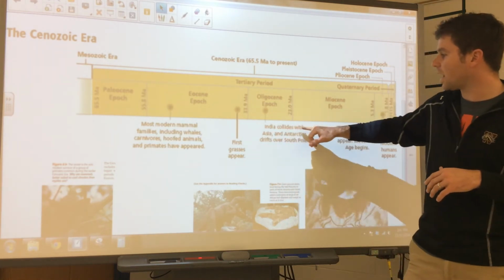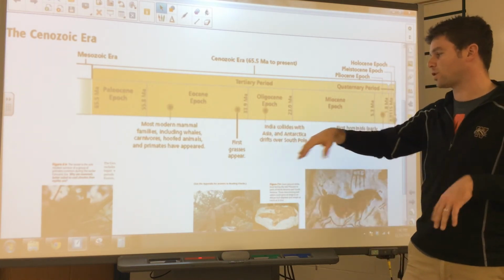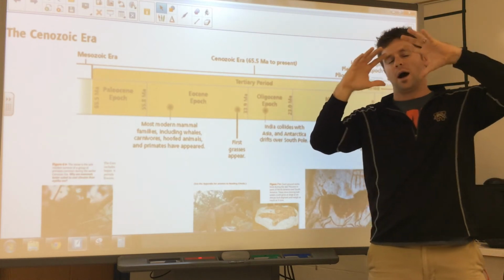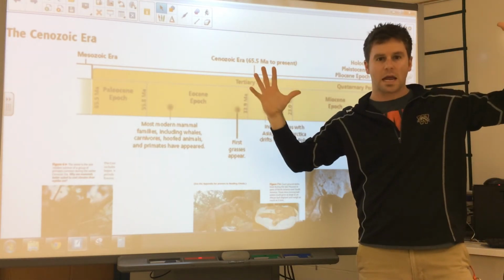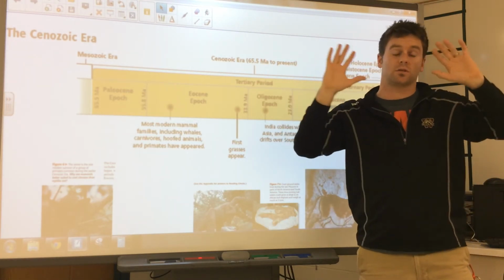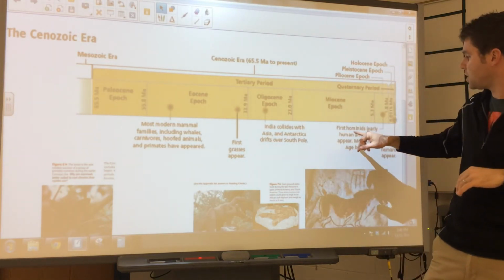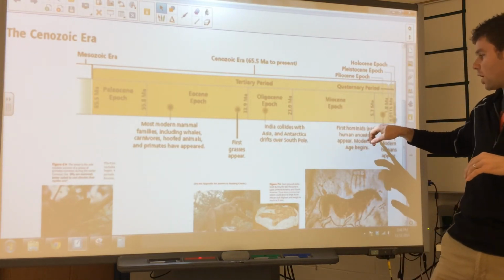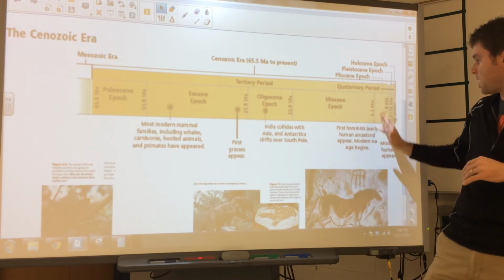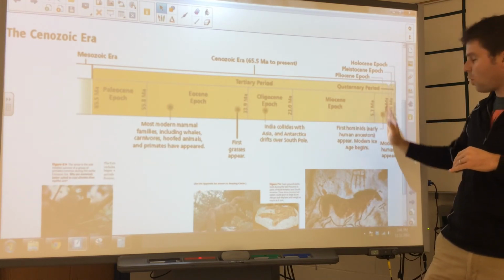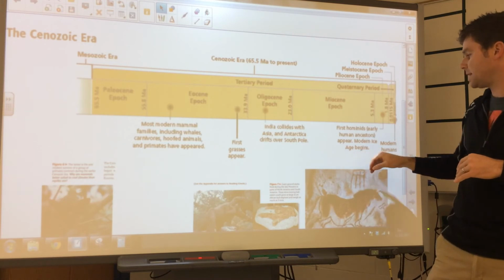Right? India collides with Asia, and Antarctica drifts over the South Pole. Remember, Pangaea is breaking apart, right? It's moving to its present-day location. The continents are moving to their present-day locations. The first hominids, or early human ancestors, appear way over here, right? And the modern ice age begins.